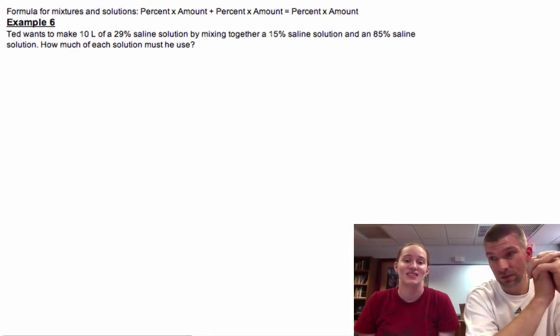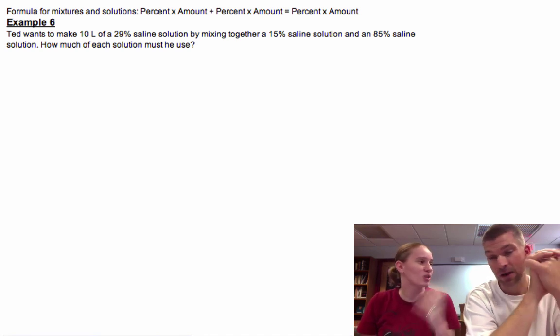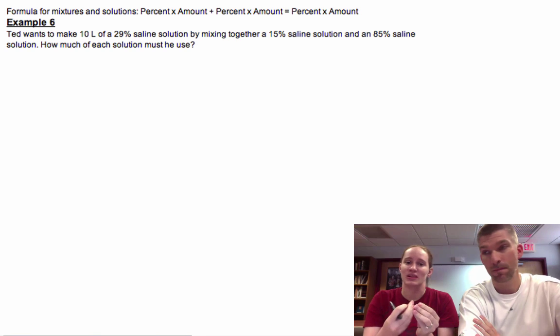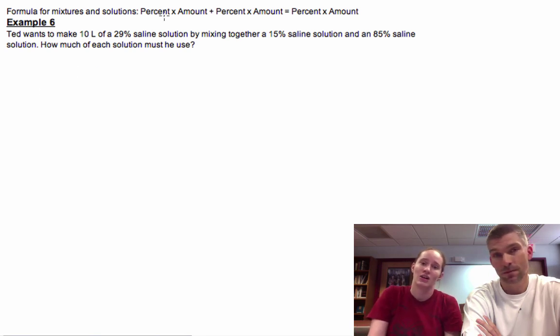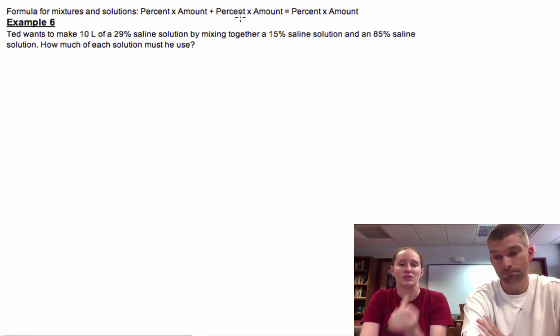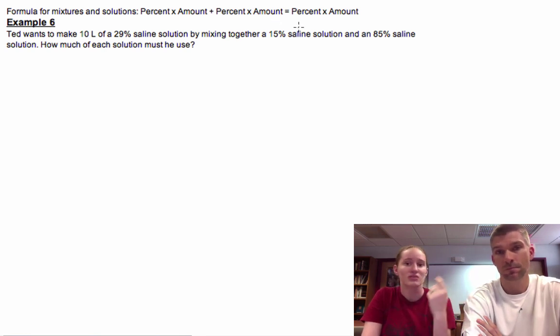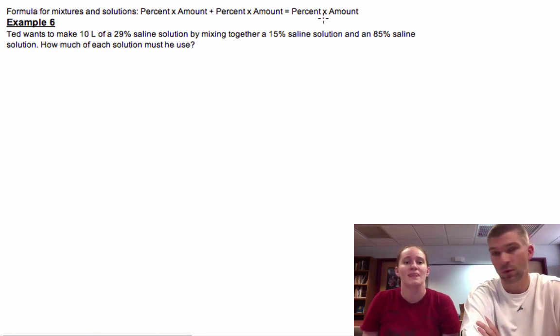Solutions, mixtures, those darn chemistry things. They are not just chemical things; there are also alloys, like gold mixed with something else. Anytime you have a percentage of something, you typically have something like this. This is the case where you have two things you're putting together into one thing. The important thing to realize is that a percent times an amount plus a percent times an amount equals a percent times an amount. And the unit has to stay the same the whole way through.